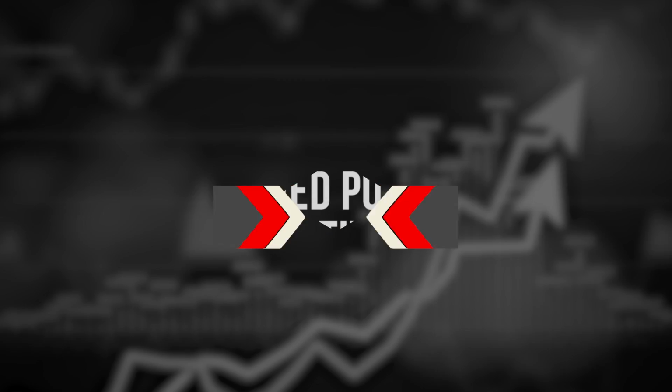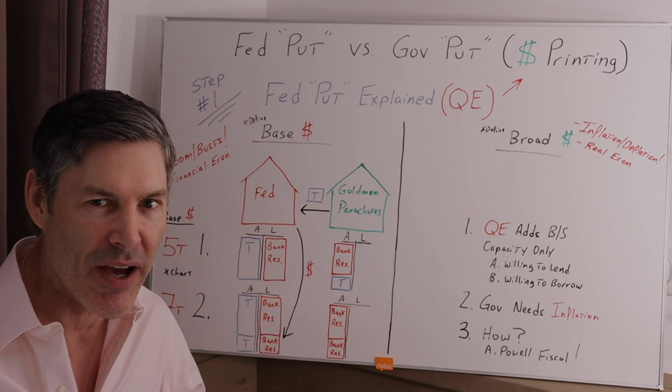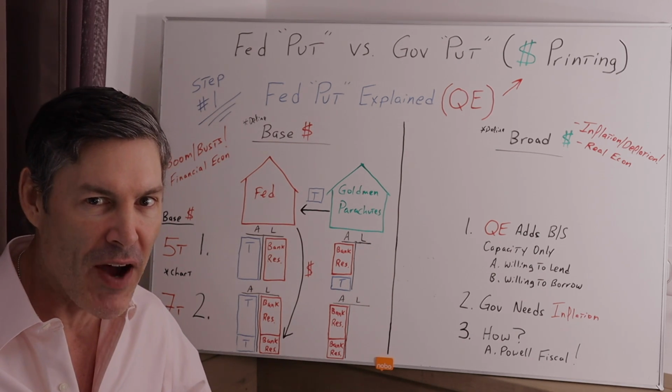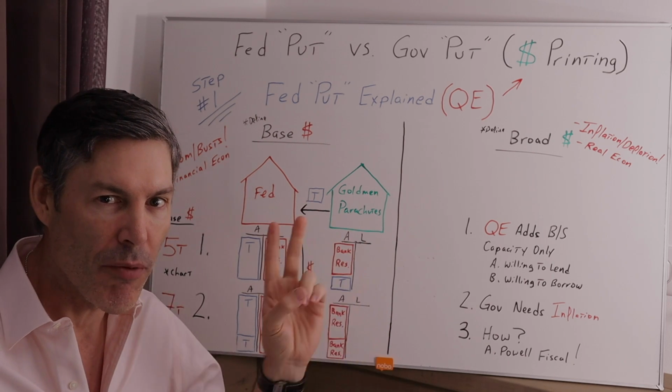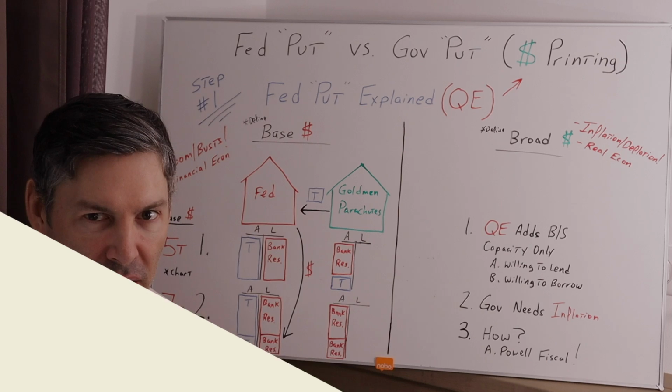Step number 1. We're going to go over the Fed put. We're going to explain this and what is quantitative easing. How does this work? The first thing that we need to do is define 2 terms, base money and broad money. So to do that, let's go right to Investopedia.